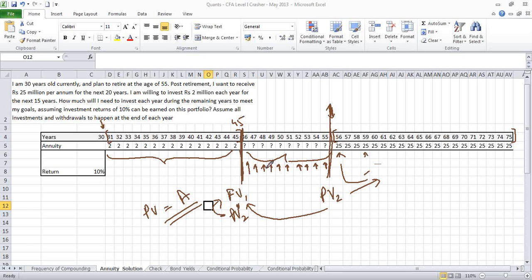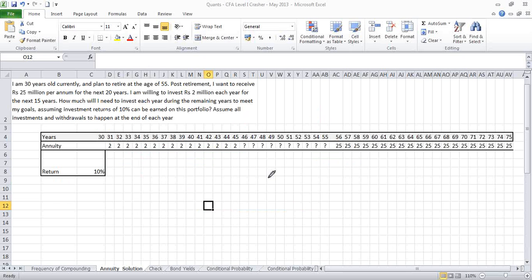Correct? Let me explain this once again very quickly. What are we up to? What we are trying to do is effectively find out how much does this person need to invest in this period every year such that he meets his goal of withdrawing 25 million every year till the age of 75 post his retirement. He is investing 2 million every year between the age of 31 and 45.